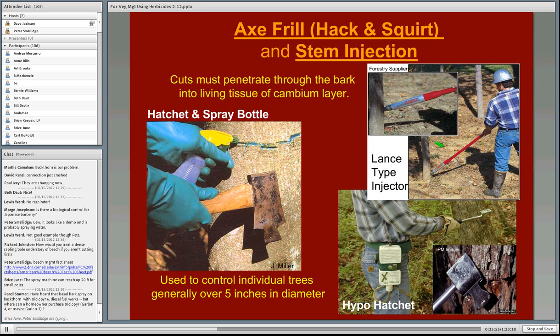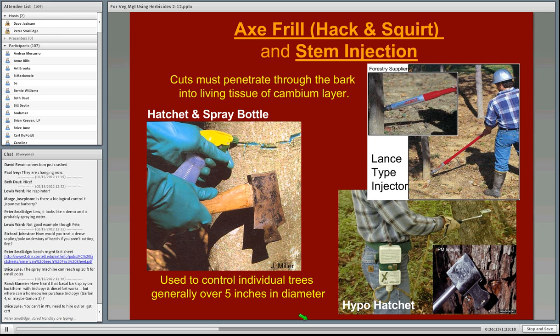This is about a $500 piece of equipment that injects these little capsules through the bark, and it actually sticks right in the bark of the tree, and then it's translocated by the tree. The herbicide is translocated by the tree throughout it.